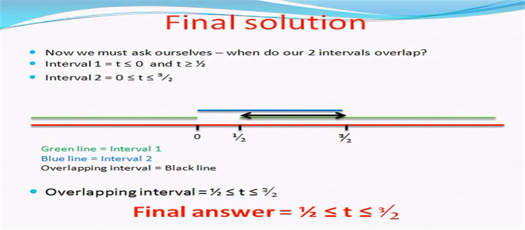And for the negative value part of the question, remember we had t being greater than or equal to 0 and t being less than or equal to 3 over 2. And we've represented that here with the blue line. So basically we're looking for when the green line and the blue line overlap. And we can see that when t is greater than or equal to a half and when it's less than or equal to 3 over 2, the two lines overlap.